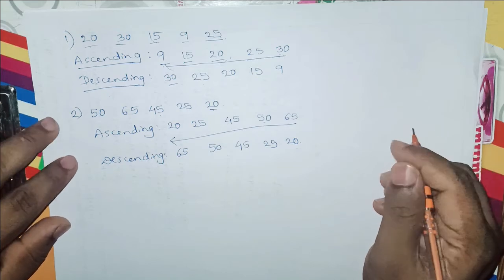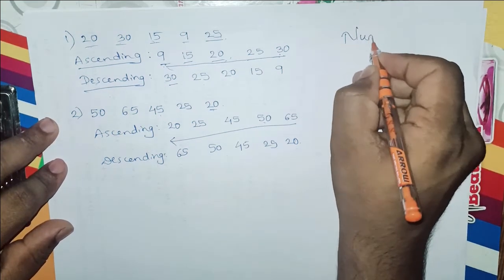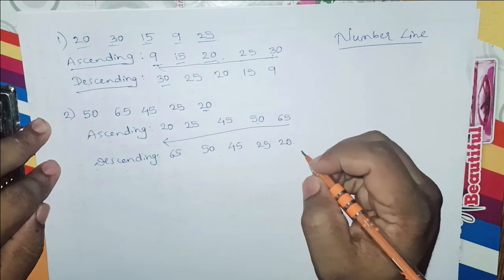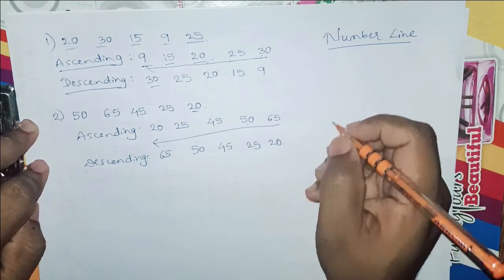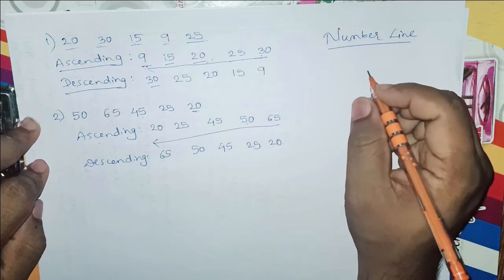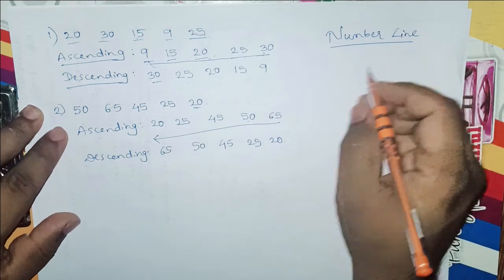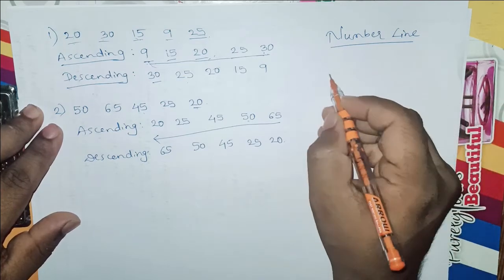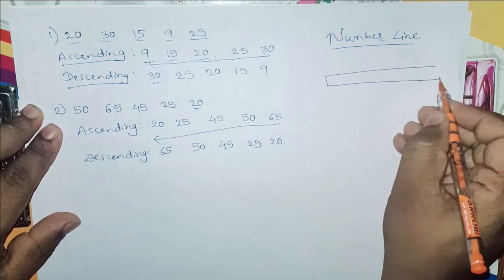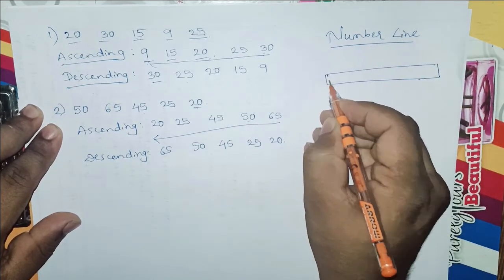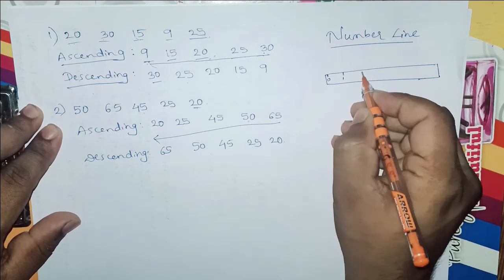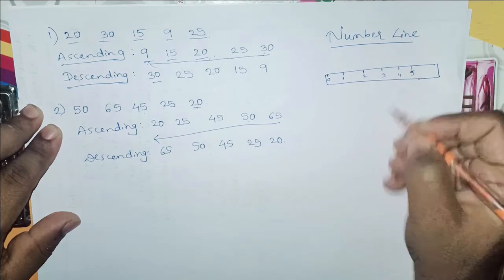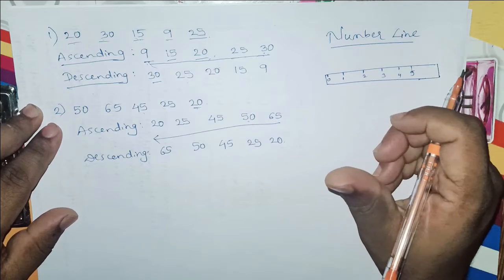Okay. Now, the last concept is number line. What is this number line? Number line is nothing but a representation of numbers using a straight line. If you take your scale or the ruler, on the ruler you can see there will be certain points. It starts from 0, then there is 1, then again 2, 3, 4, 5. So your ruler is nothing but a number line presentation.